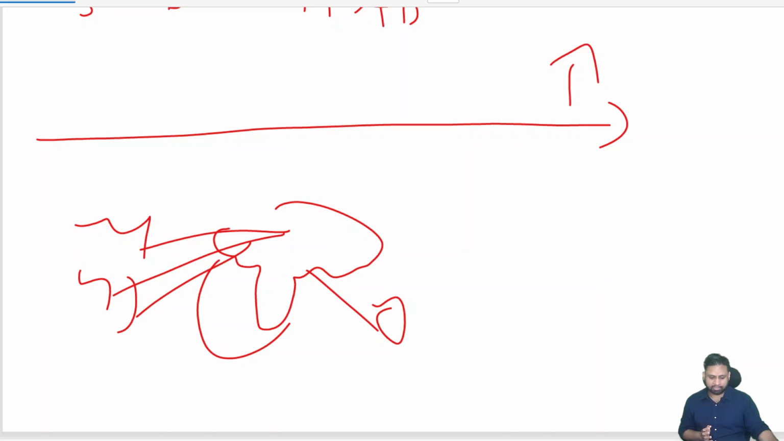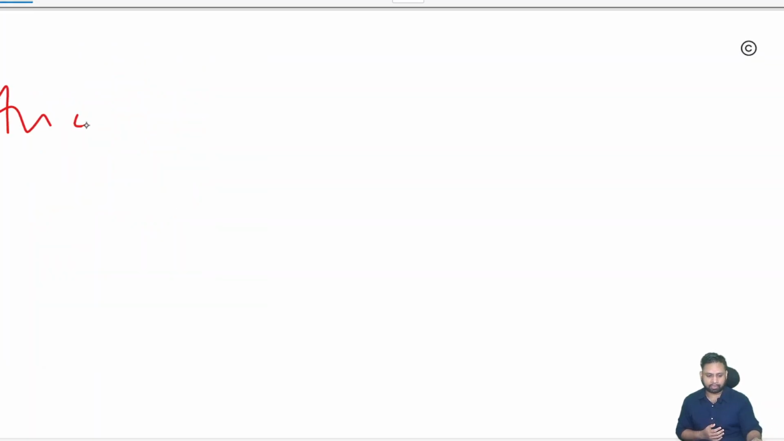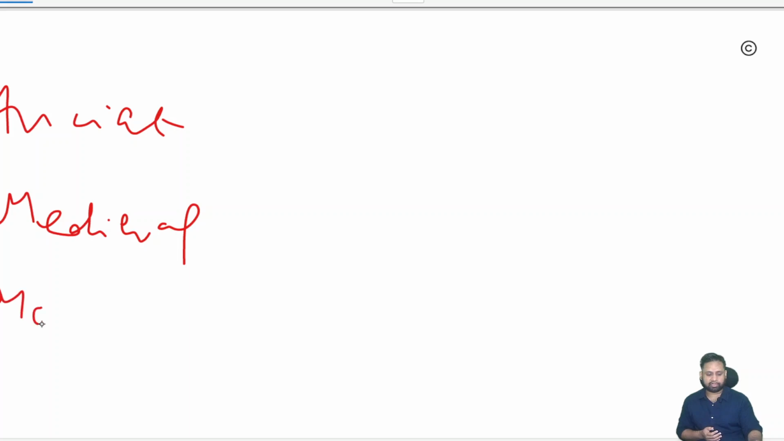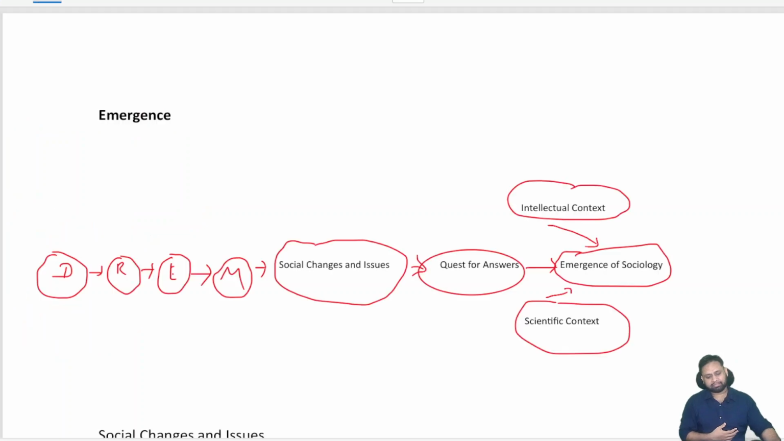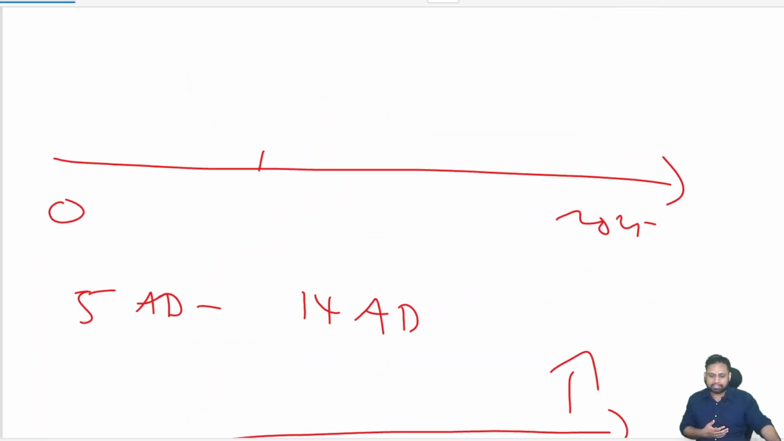Now, what happens when we talk about this? Simply speaking, we have ancient Europe, then medieval Europe, and then the change of Europe to modern Europe: ancient, medieval, modern. So what is basically modernity? Modernity means changing into modern. What is modern? Then urbanization.